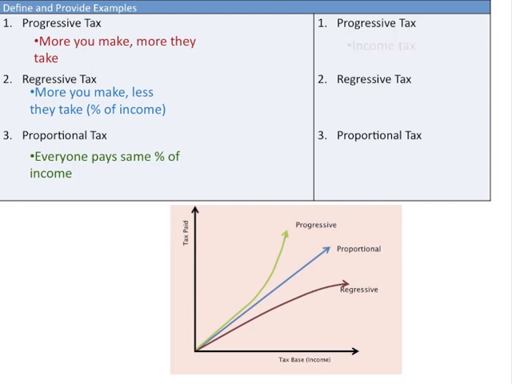Again, an example of a progressive tax in the United States would be the income tax. A regressive tax would be the sales tax, and a proportional tax would be something like a flat tax, which only states have in the United States and not the federal government.